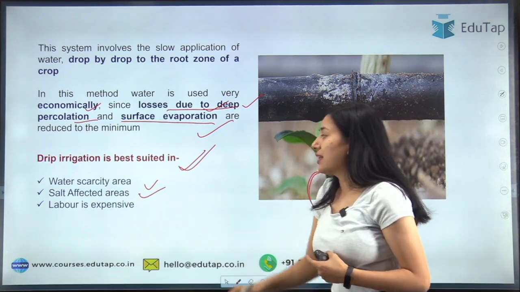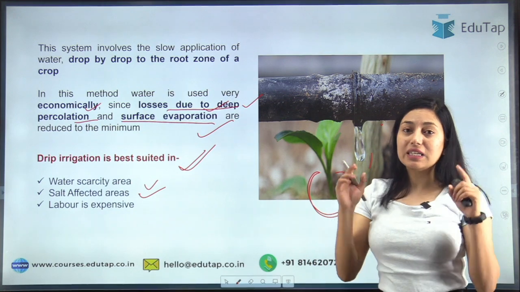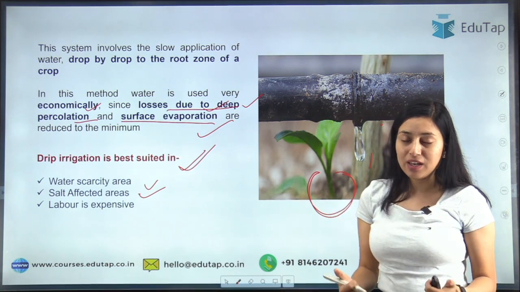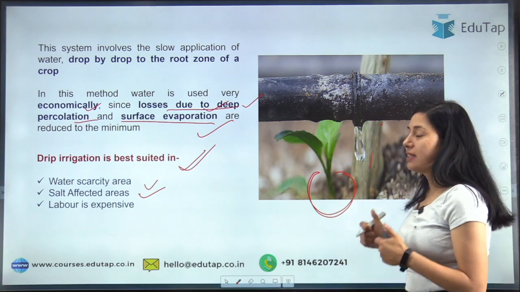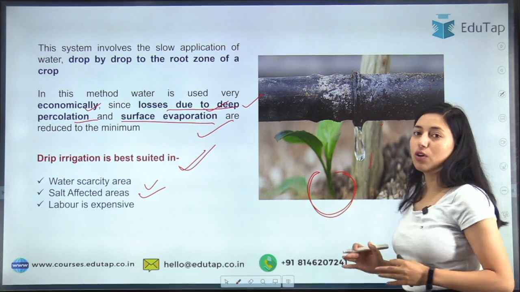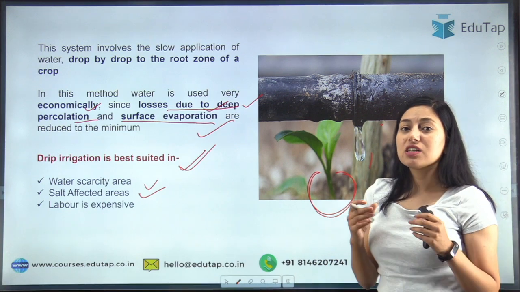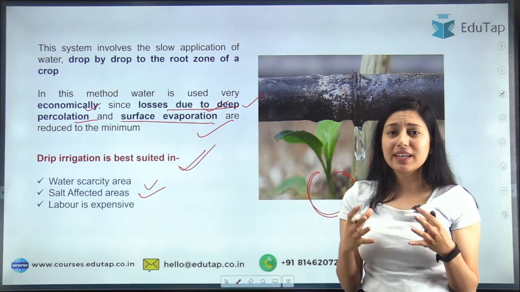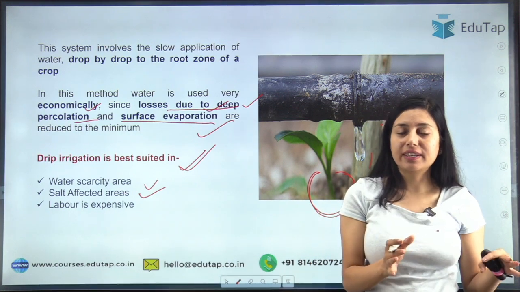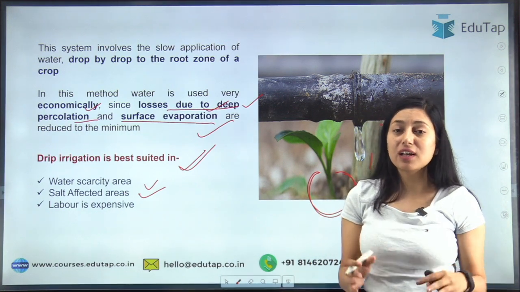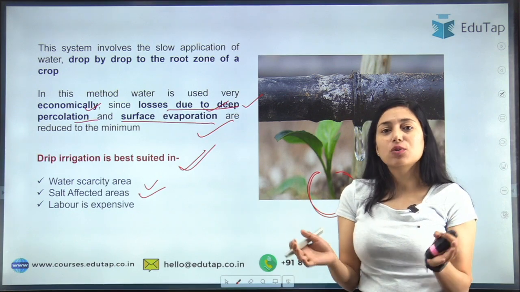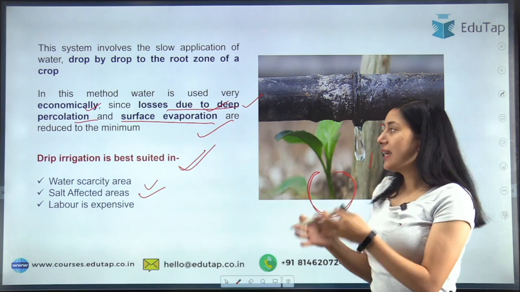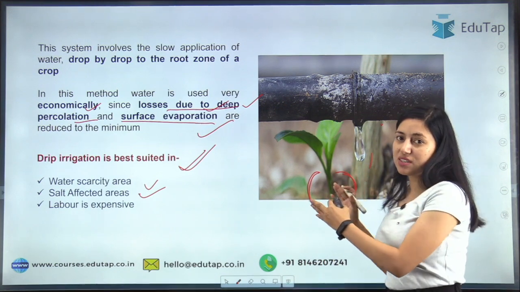Now, in salt affected areas, students, where the salt concentration in the land is high, this irrigation system is also efficient. Why? Because it is providing water to just your root zone. When you flood the field in the conventional method, all your salt gets accumulated at the root zone, and it can cause damage to your root system. But here in the drip irrigation system, what is happening?